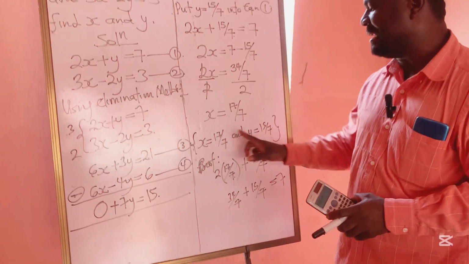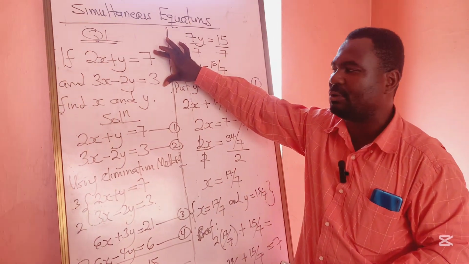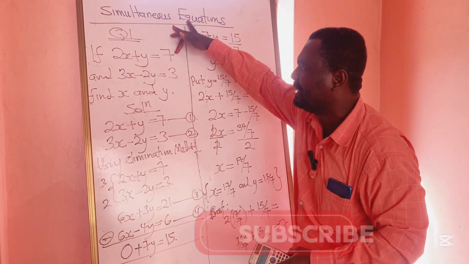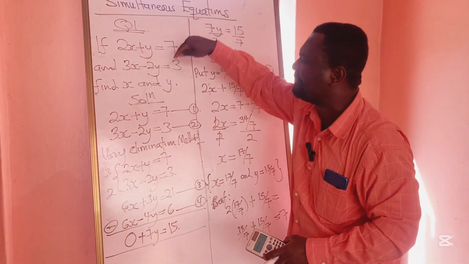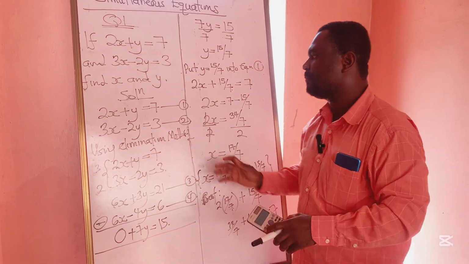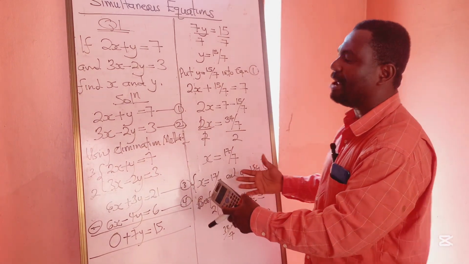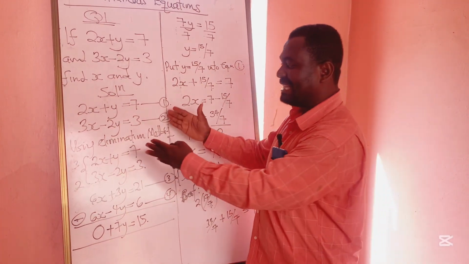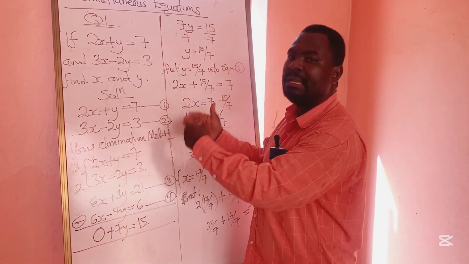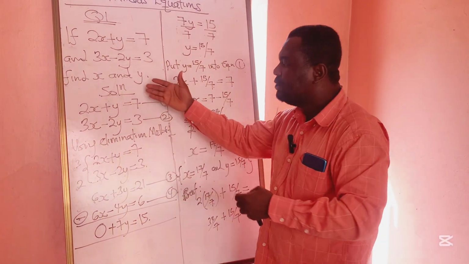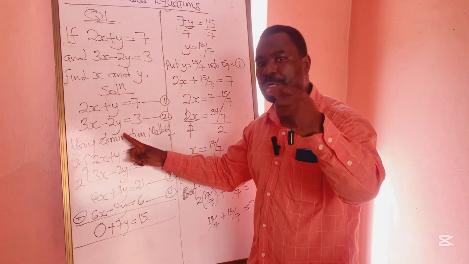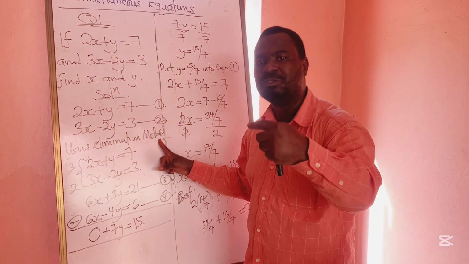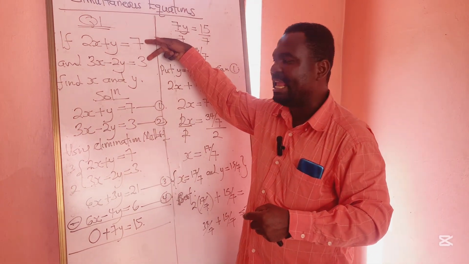So it tells you that x and y is the solution to this simultaneous equation. It means that 17 on 7, 15 on 7 can satisfy this equation 1, and at the same time can satisfy this equation 2. So without wasting much time, I want you to solve question 2 and question 3 for me using the same method, because remember, I used the elimination method in solving this simultaneous equation.